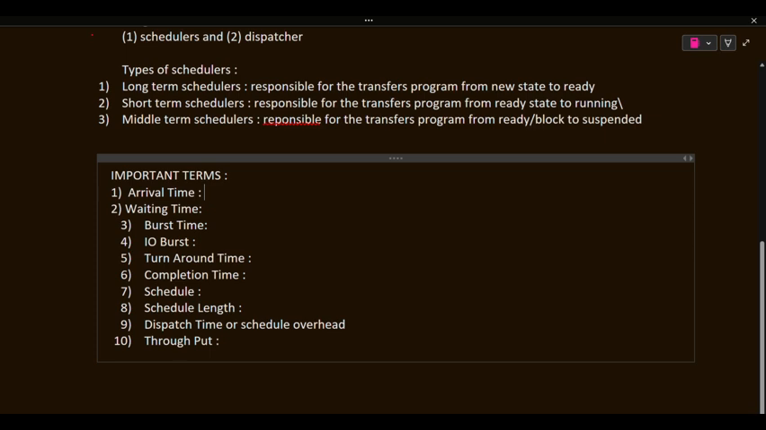The arrival time. Arrival time is defined as the time at which the process enters the ready queue for the first time. For example, if we have n processes and the process P3 enters the ready queue at t equal to 5, then these 5 seconds is said to be the arrival time of process 3. Waiting time is defined as the amount of time that has been spent by the process waiting in the ready queue.